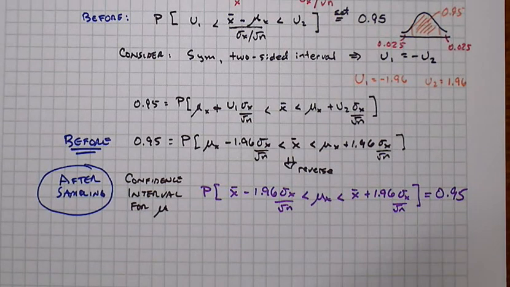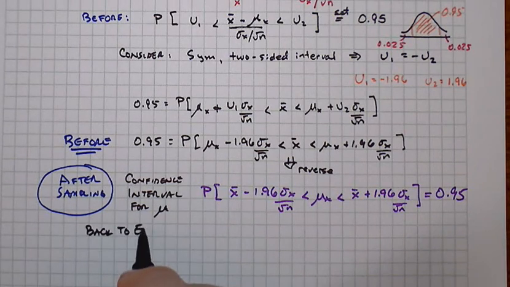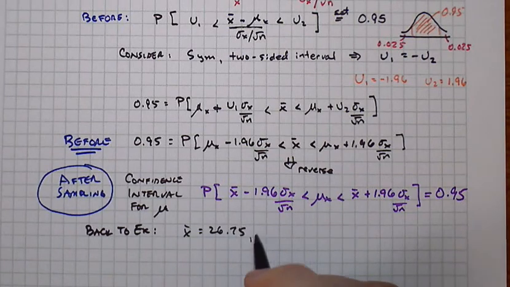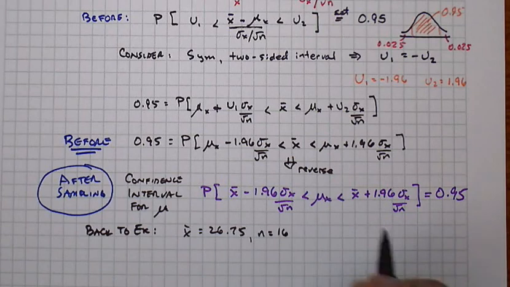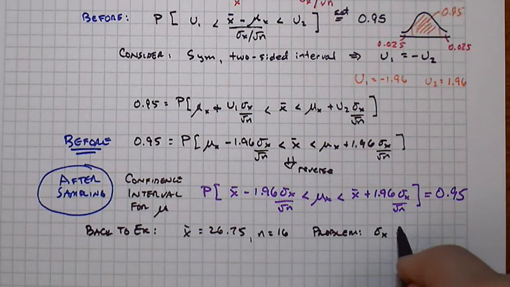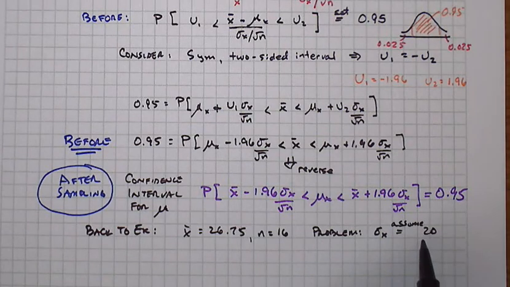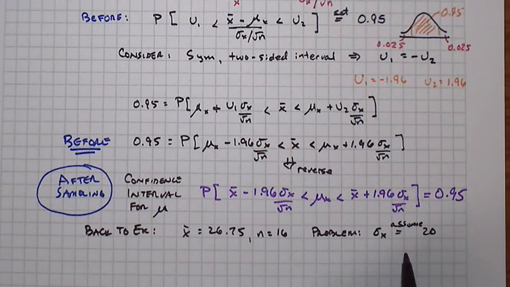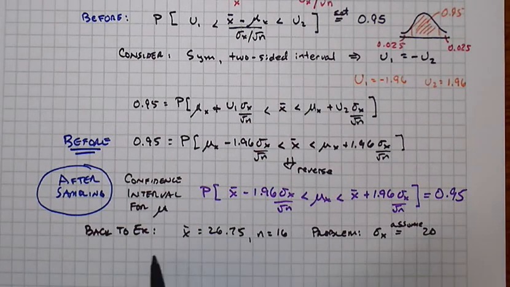Okay, so back to our example, where our x bar was 26.75, we had n equal to 16, but we have a problem, and that is, what is sigma x? And for the moment, let's assume that it's equal to 20. So we have a rather large COV, and that is often the case in these fatigue types of problems that we might have that.